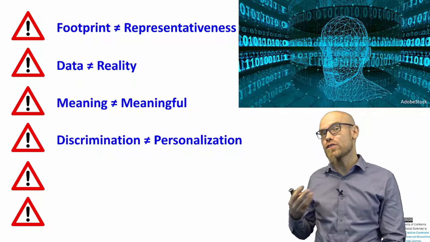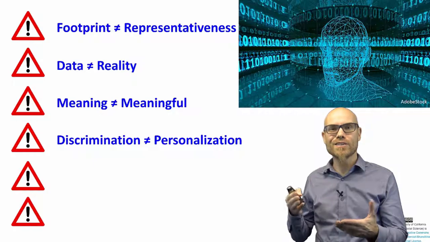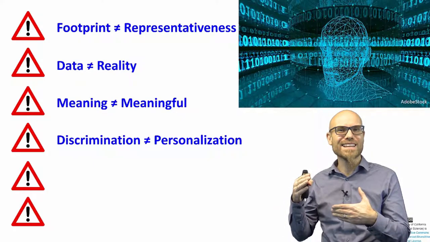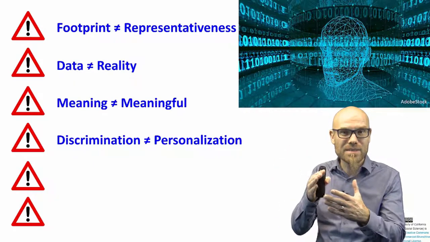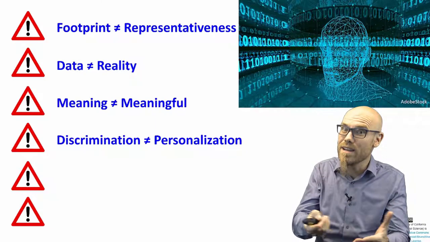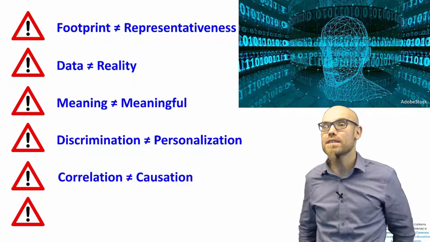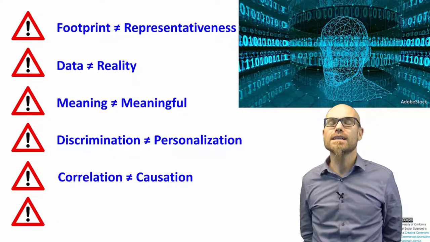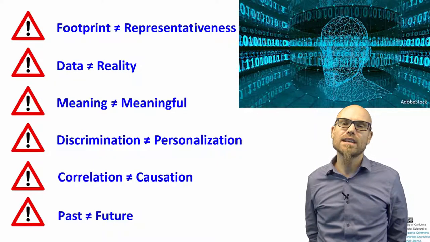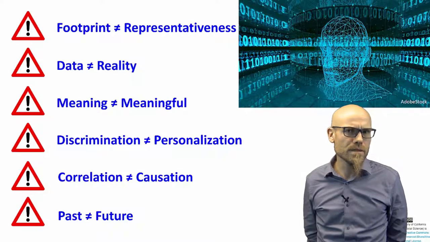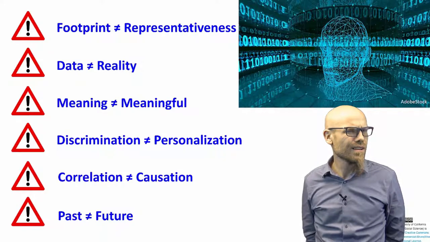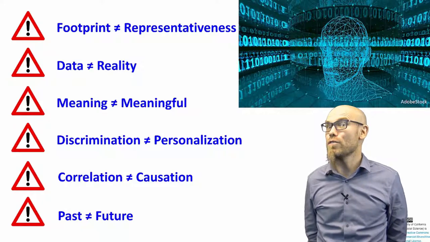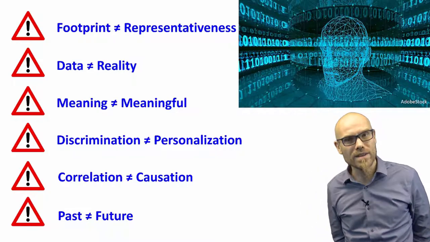Fourth, discrimination and personalization. You already saw personalization in some examples I gave: we personalize, but that also sometimes means we discriminate. So we have to think about that a little bit. Fifth, correlation is not equal to causation. You've probably heard that. It's a very important aspect. And sixth, the past is not equal to the future. As intuitive and silly as that sounds, it's very important because data is always from the past.